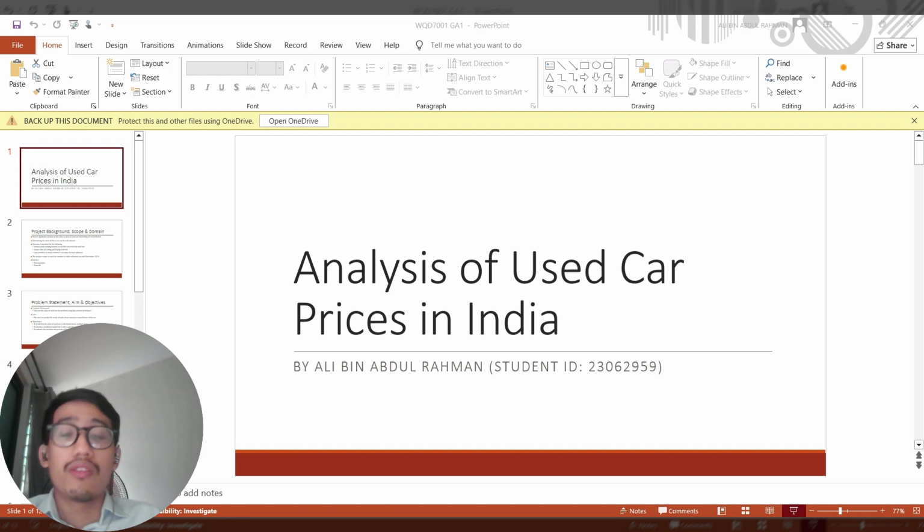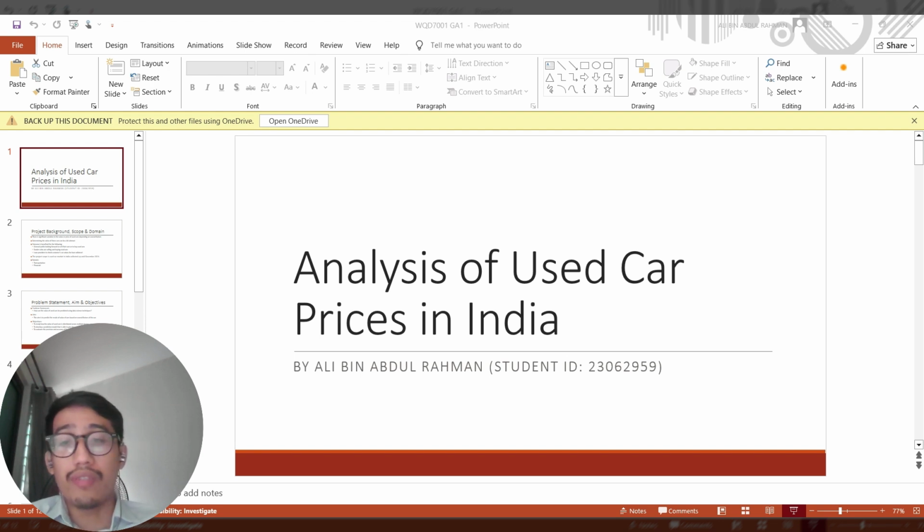Okay, so the methodology. The first one is to obtain. The data is obtained from Kaggle, which is a used car dataset in India. For this project, Python is used for the data analysis. The data is first imported using Pandas. The dataset size is 14,993 rows by 11 columns.